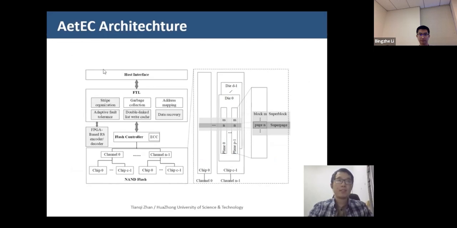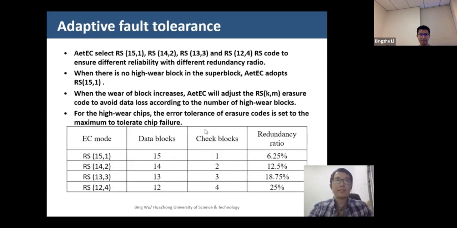This is the architecture of AETEC. AETEC adopts a stripe organization method based on physical address and regards a super page as a stripe. AETEC selects four types of RS code to ensure different reliability with different redundancy. When there is no high RBER block in the super block, AETEC adopts RS 15+1. When the RBER of blocks increases, AETEC will adjust the RS erasure code to avoid data loss according to the number of high RBER blocks. For the high RBER chips, the fault tolerance of the erasure code is set to the maximum to tolerate chip failure.